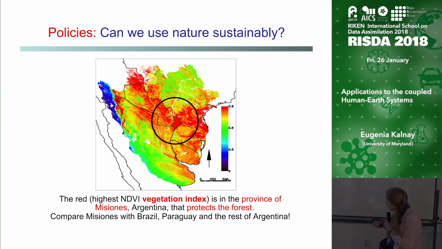And what happens is that this province of Misiones protects the forest. It has a very simple policy, and it's obviously successful. So, for example, 30% of the forest cannot be exploited, and the rest has to be exploited in a sustainable manner. And because they know that the forest is the main source of income, they want to keep it healthy.